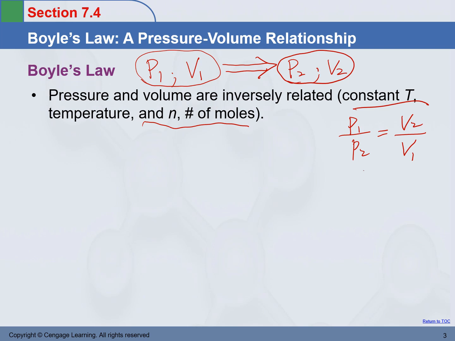However, this is not the most common way Boyle's law is expressed. This is the most common way you see Boyle's law written: P1 times V1 equals P2 times V2. These two are mathematically the same. If you do a cross multiplication, you're going to get P1 V1 equals P2 V2. All right, same thing.